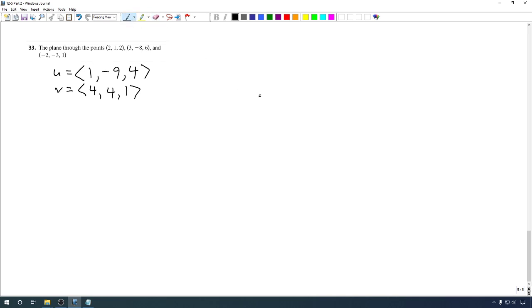Alright, so using the cross product, take u cross v, and that's going to be the n that we want. Again, I'm just going to write those out: i minus 9j plus 4k, then we cross that with 4i plus 4j plus k.